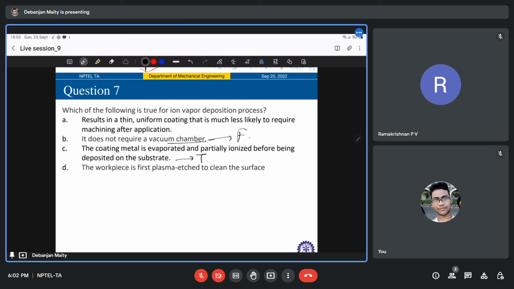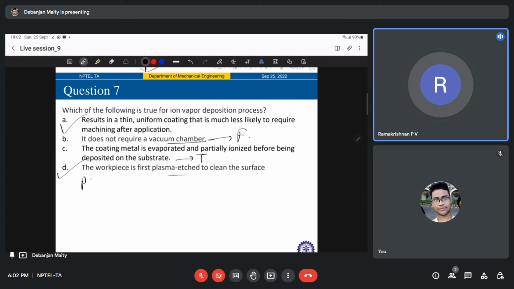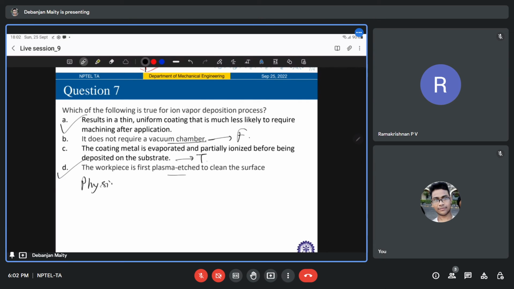And in terms of plasma etching, is it true or false? So these two are for PVD. Yes, sir, for PVD, it's good. Statement A and B. What about C, sir? Option C.